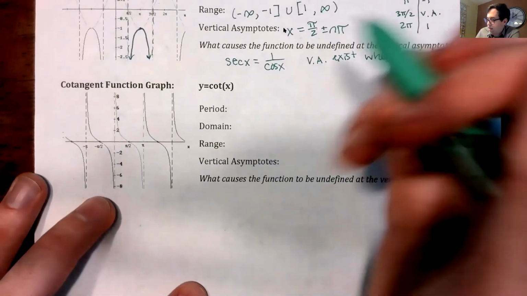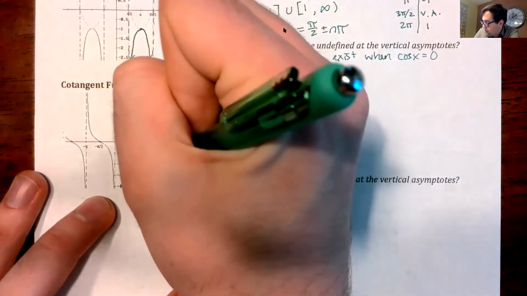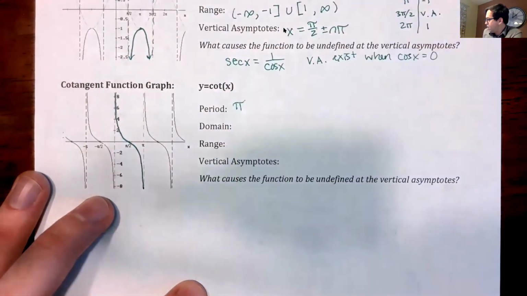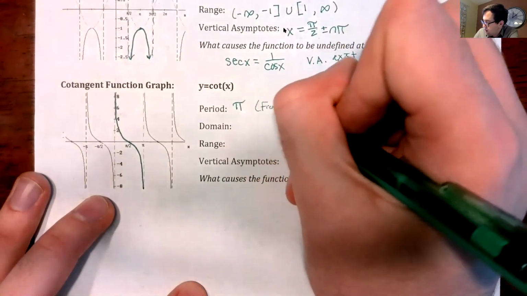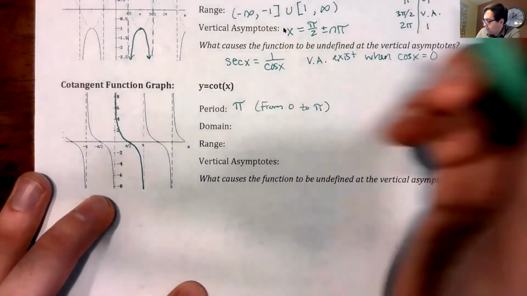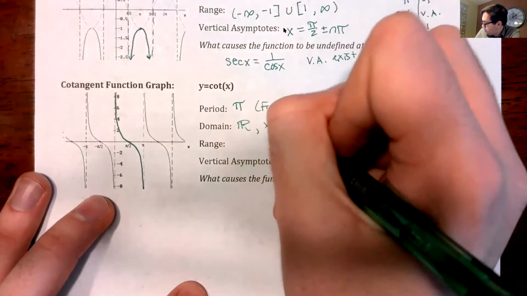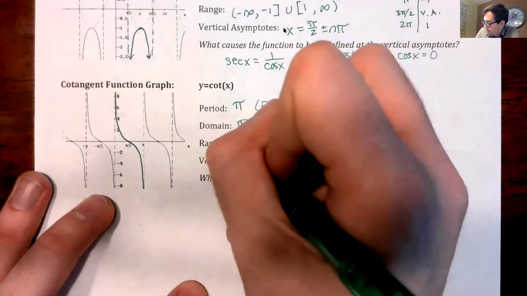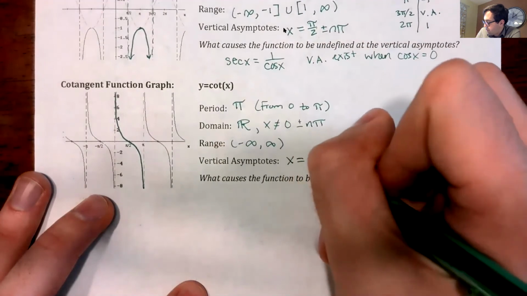Cotangent has a kind of flipped version of tangent, and shifted. This is one full period, so the period is pi. And this time it goes from 0 to pi for the first version of that period. The domain is all real numbers except for the vertical asymptotes, which happen at 0 plus or minus n pi. The range is going to be from -infinity to infinity. The vertical asymptotes are at those gaps in the domain.